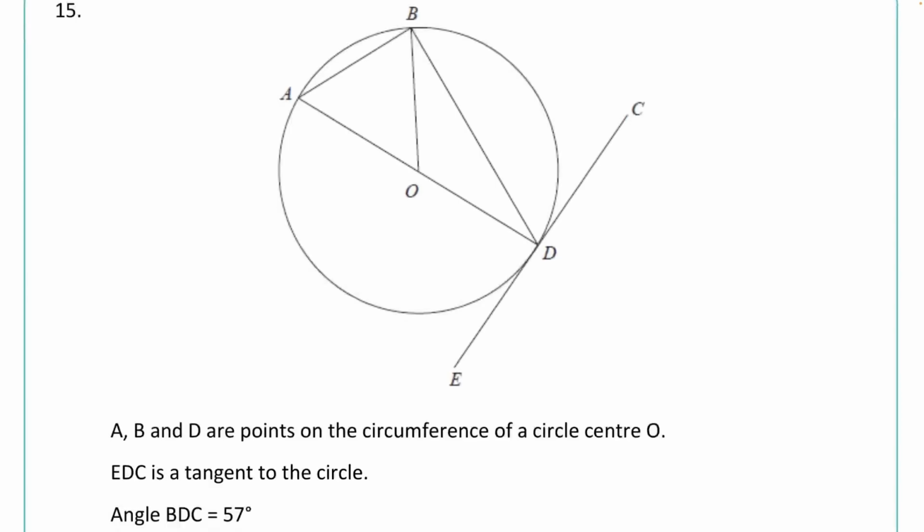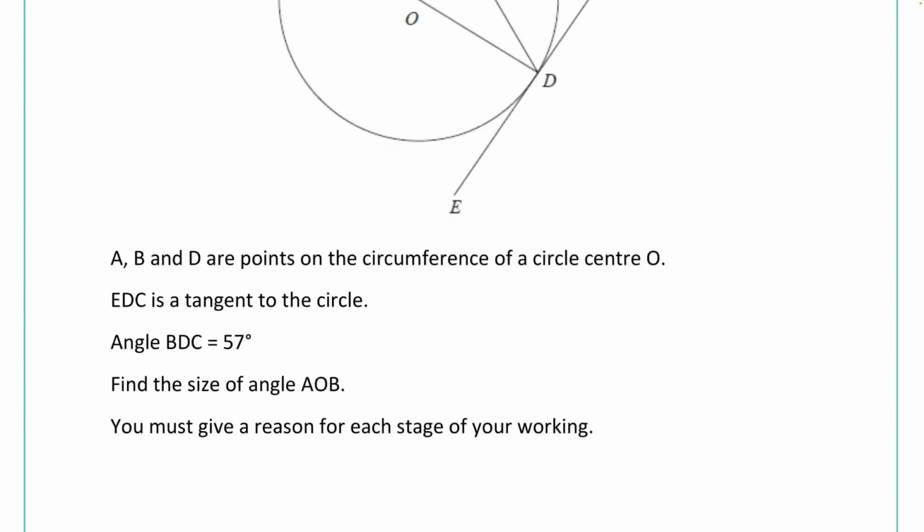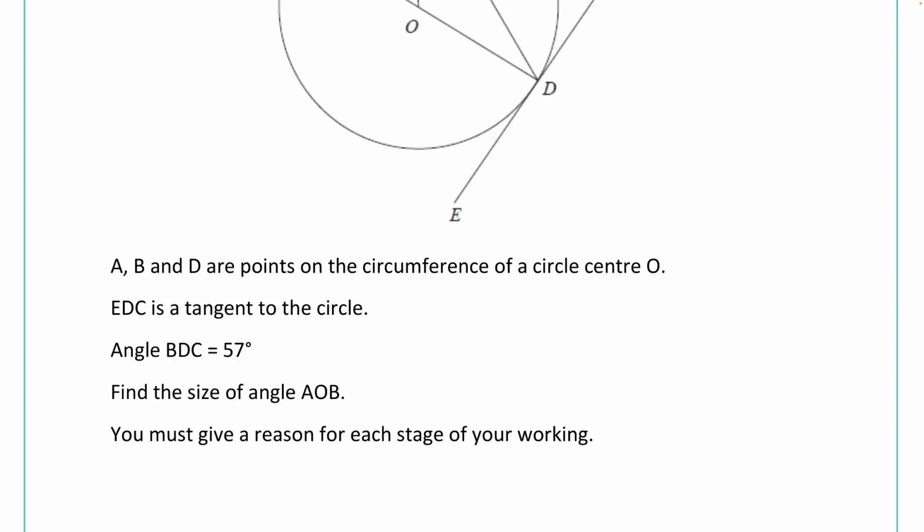On to question 15, we have a circle theorem. So it says here, A, B and D are points on the circumference of a circle. EDC is a tangent, which we could see.